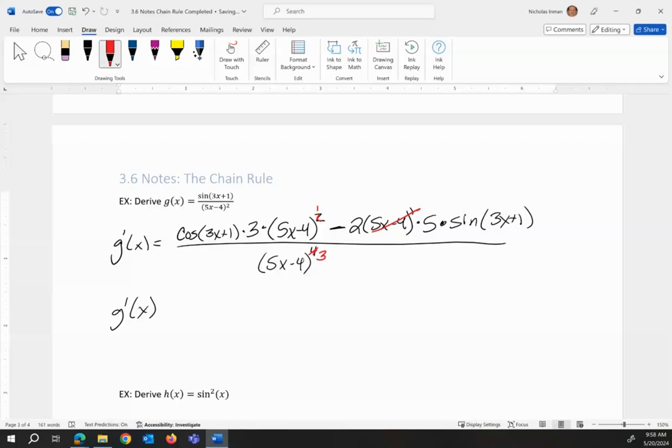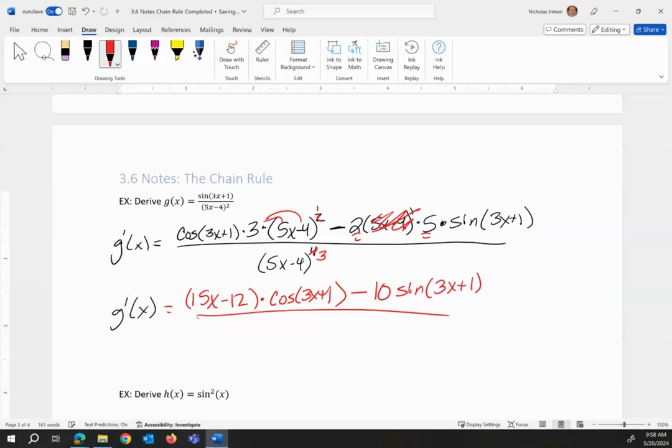Okay. From there, let's say we're just kind of going to collect some terms. Maybe I can distribute this since it's not squared anymore. So we've got 15x minus 12 times cosine of 3x plus 1 minus this 2, this 5 would make a 10 sine of 3x plus 1. And then 5x minus 4 cubed. I don't think that we can really reduce that much more. I think that is just where that one will have to stay. Derivative of something that's a big quotient still gives you a big quotient.